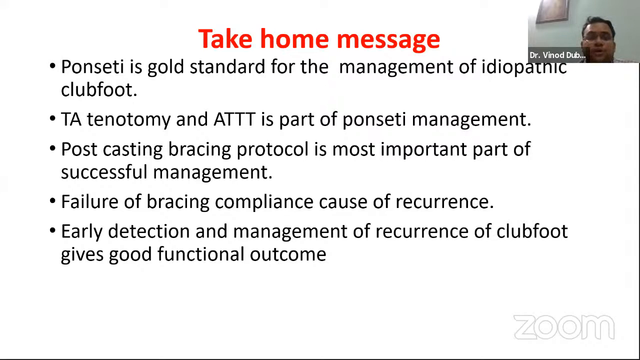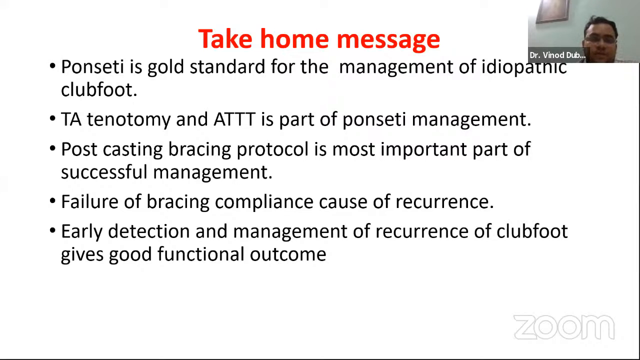And TA tenotomy and tibialis anterior transfer is a part of Ponseti management. Saying that you do TA tenotomy and it's a surgery, no. It's a part of Ponseti management. And according to Ponseti himself, 70% of the time the kid will require TA tenotomy.